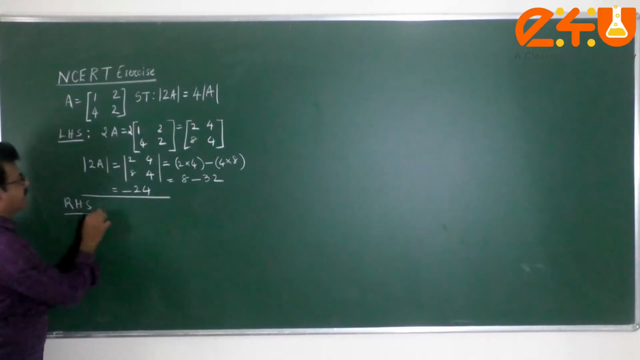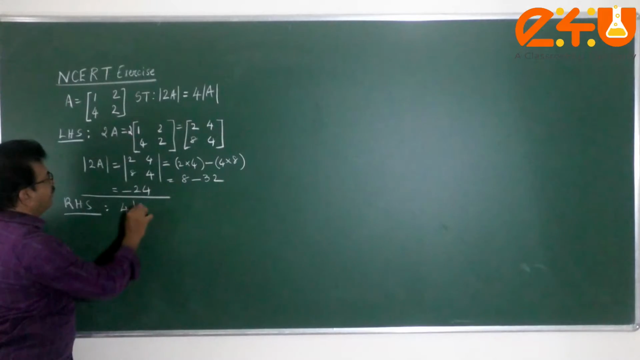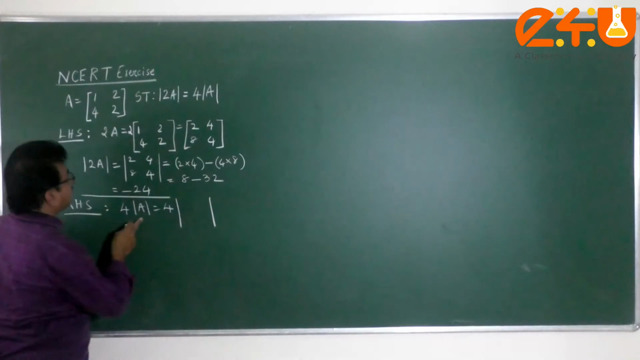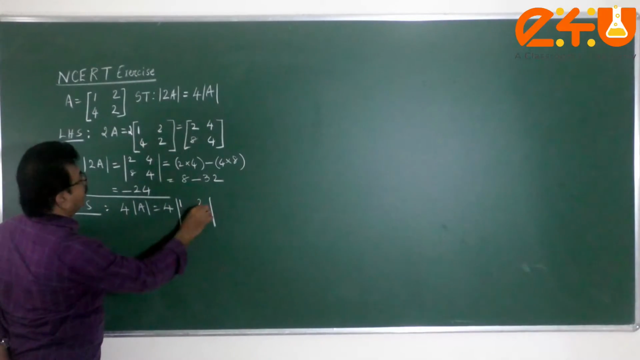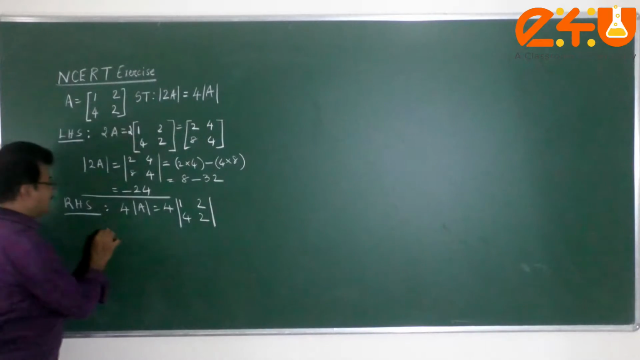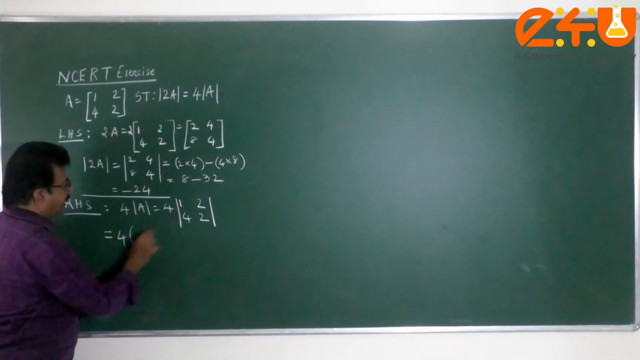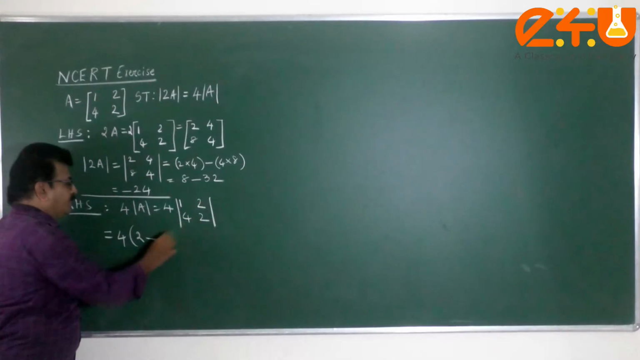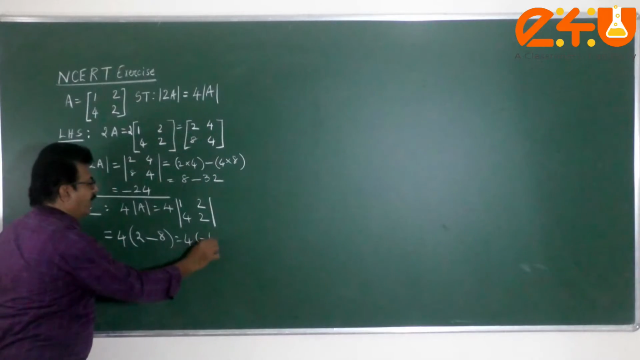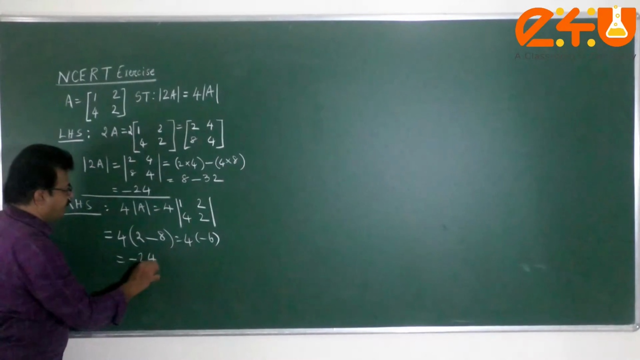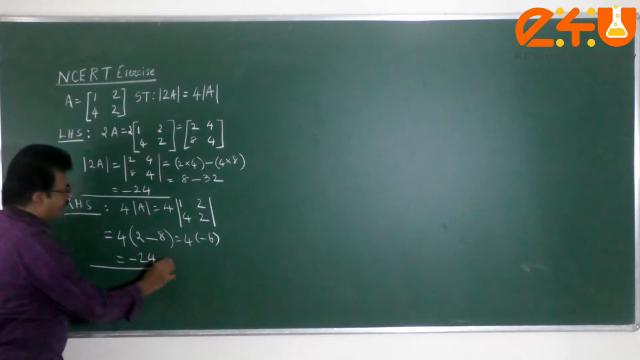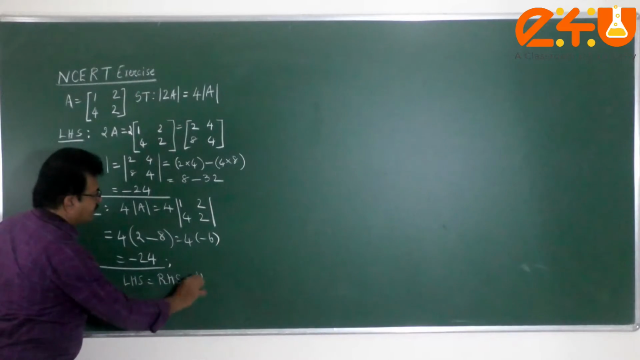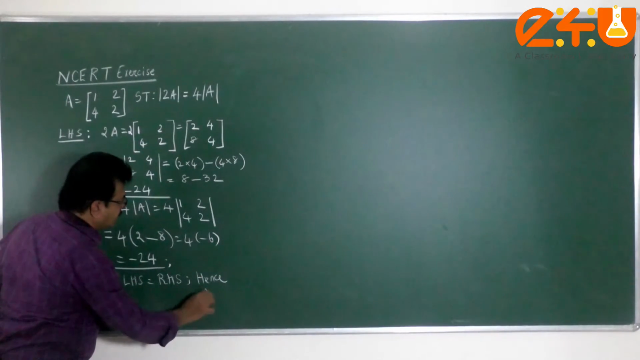Let us see the RHS. 4 times determinant A. So it is 4 times the determinant A, with matrix A written in determinant form. The elements are presented as they are and we continue to evaluate: the value of the determinant is 1 into 2 minus 2 times 4, so 4 into minus 6. The answer is minus 24. So we find LHS equal to RHS. Hence the result is proved.